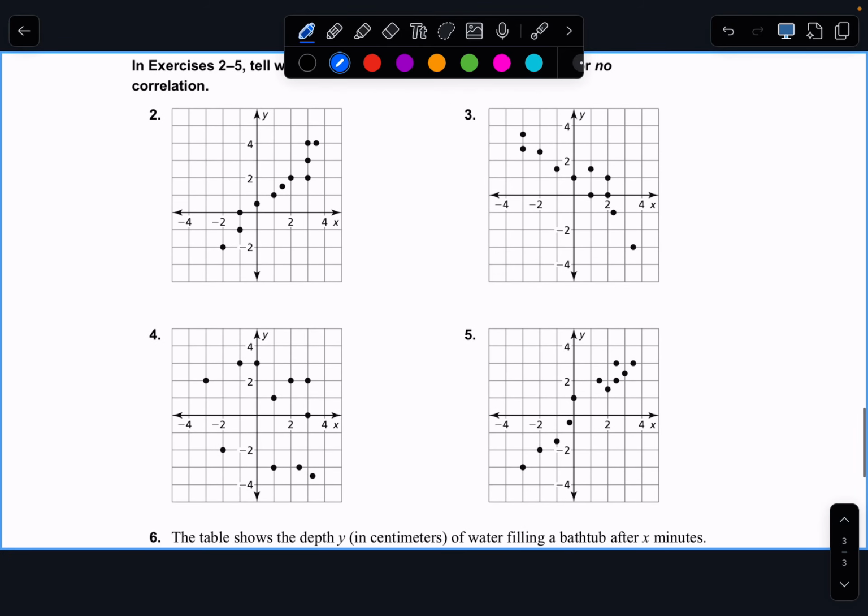So you and your partner, I want you to look at these 4 graphs and determine what kind of correlation is happening.